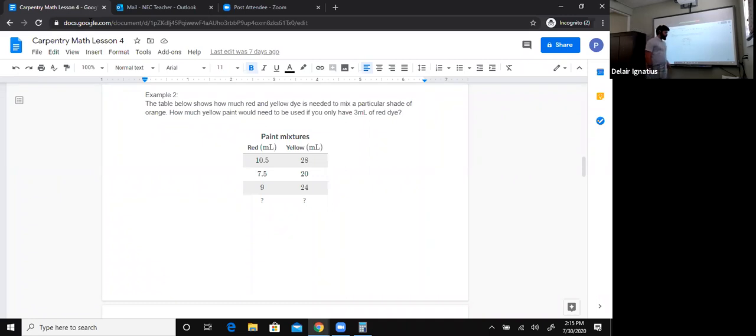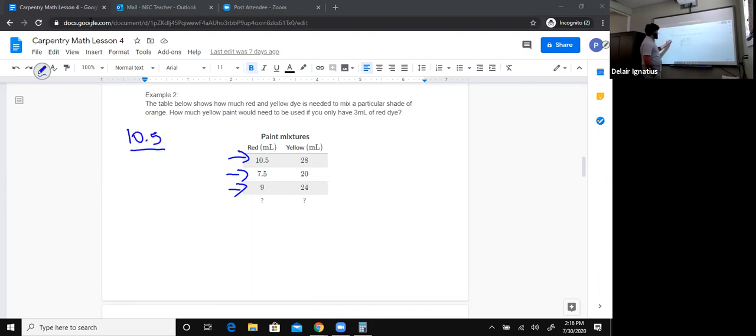Now, this question has given us a bit of a red herring. It's given us 3 different ratios, but we only need 1. If all of these give us the exact same orange color, then all of these are going to be the same ratio. We can check that. Let's say red dye divided by yellow dye is our ratio. So 10.5 divided by 28 should be equal to 7.5 divided by 20, which also should be equal to 9 divided by 24. Is that right? Let's check that.